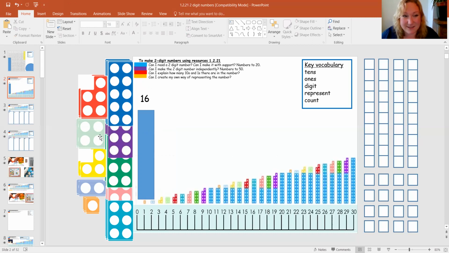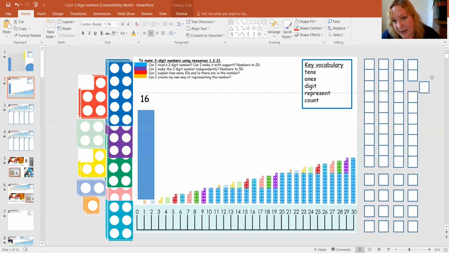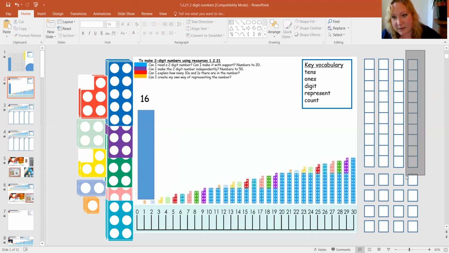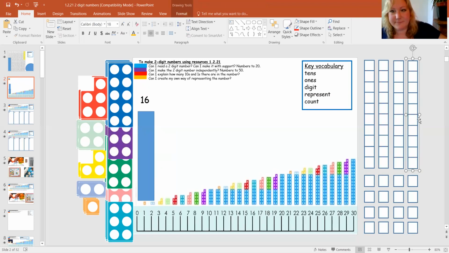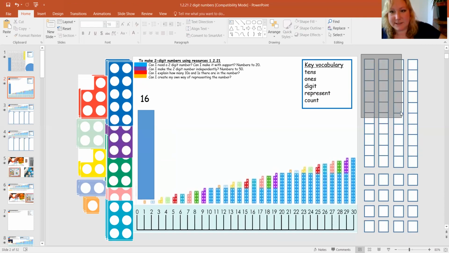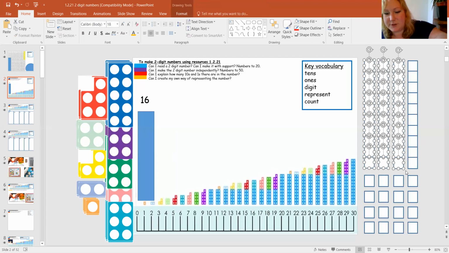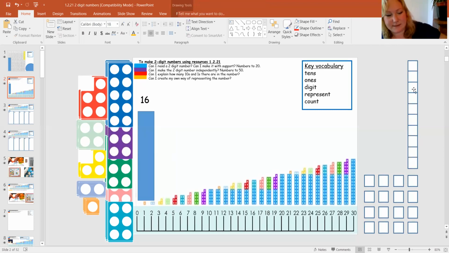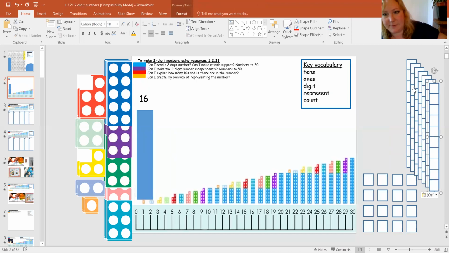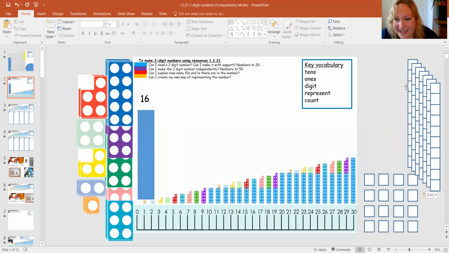I'm going to start off by using Numicon because I love Numicon. And I might try and have a go at using some Deans as well. Oh, we need those to be grouped. I'm going to just delete these so that future Miss Stevenson in a minute doesn't think, ah. There we go. Okay, so we've got our Deans ready.